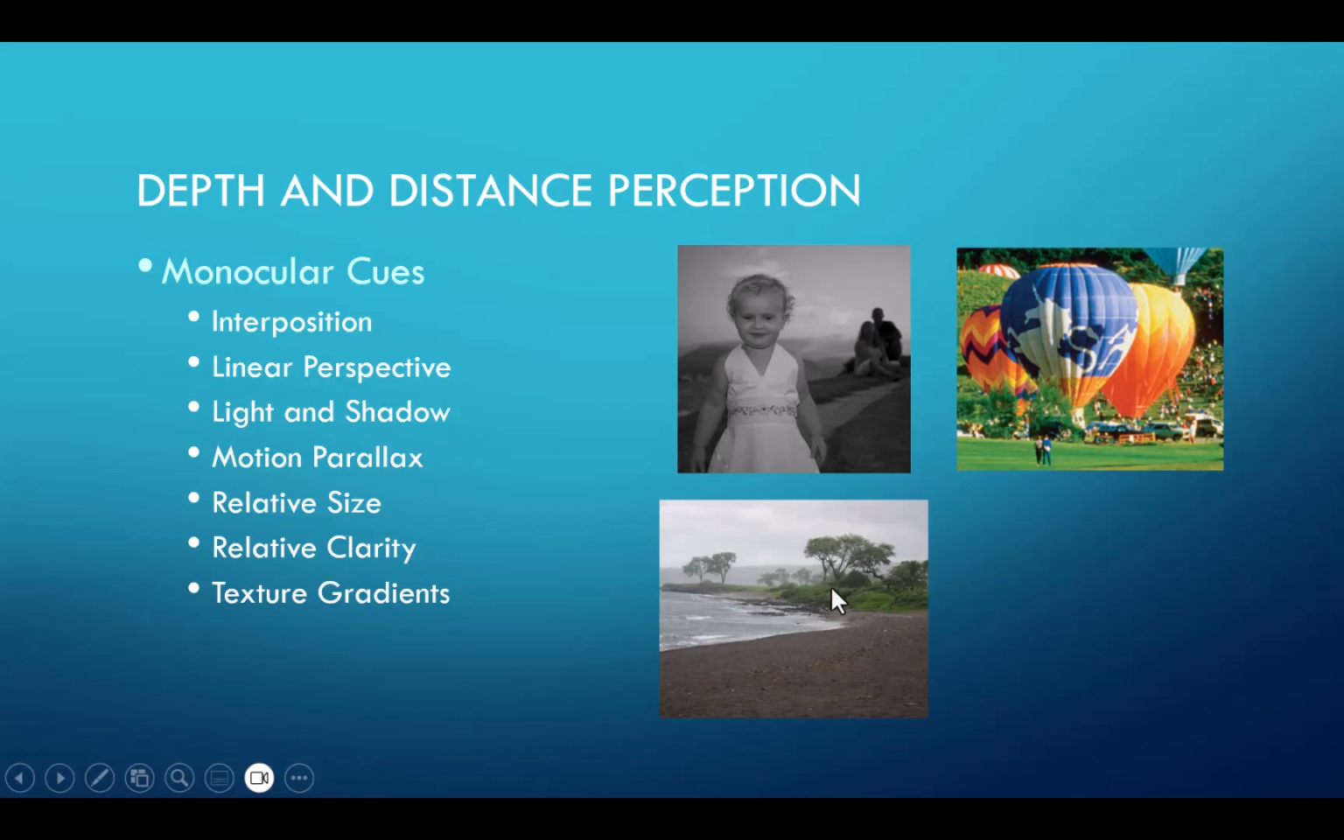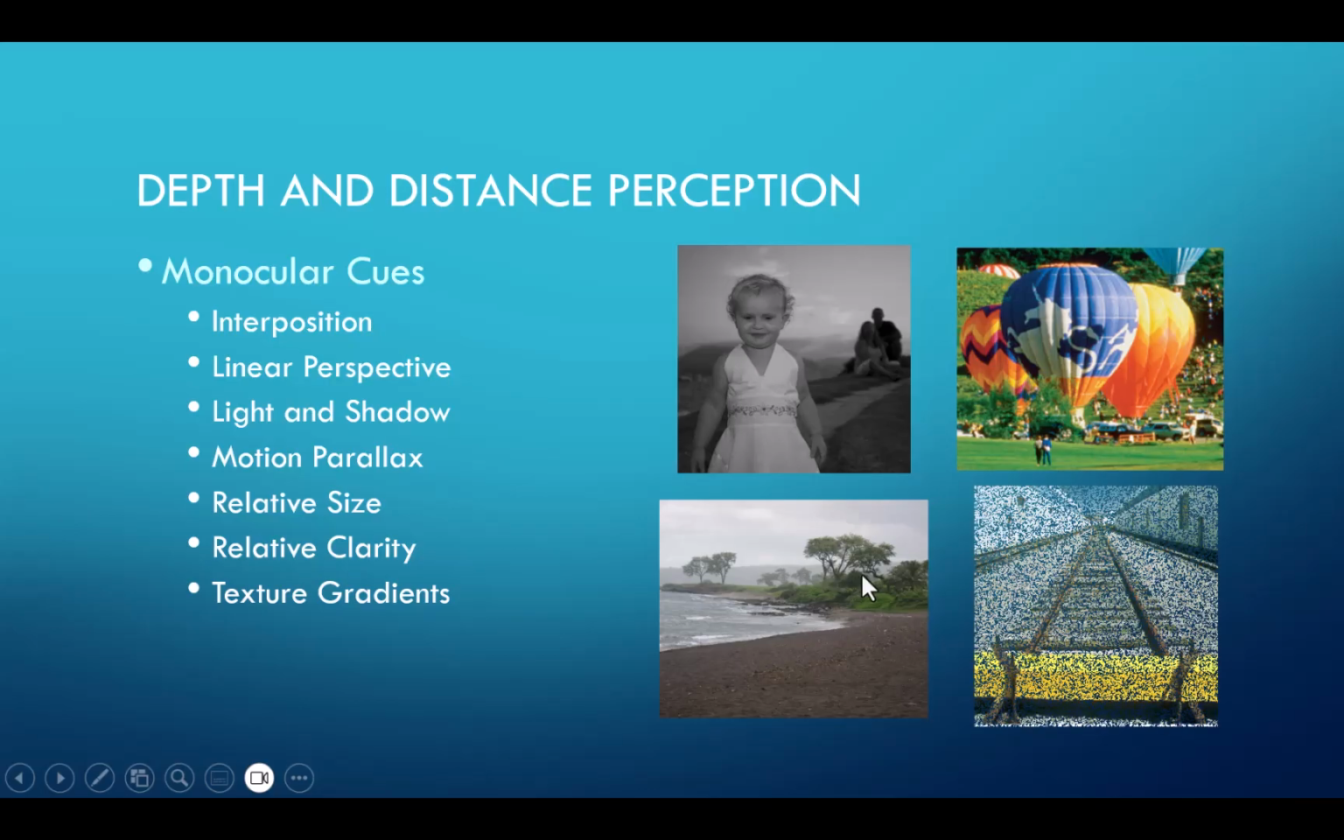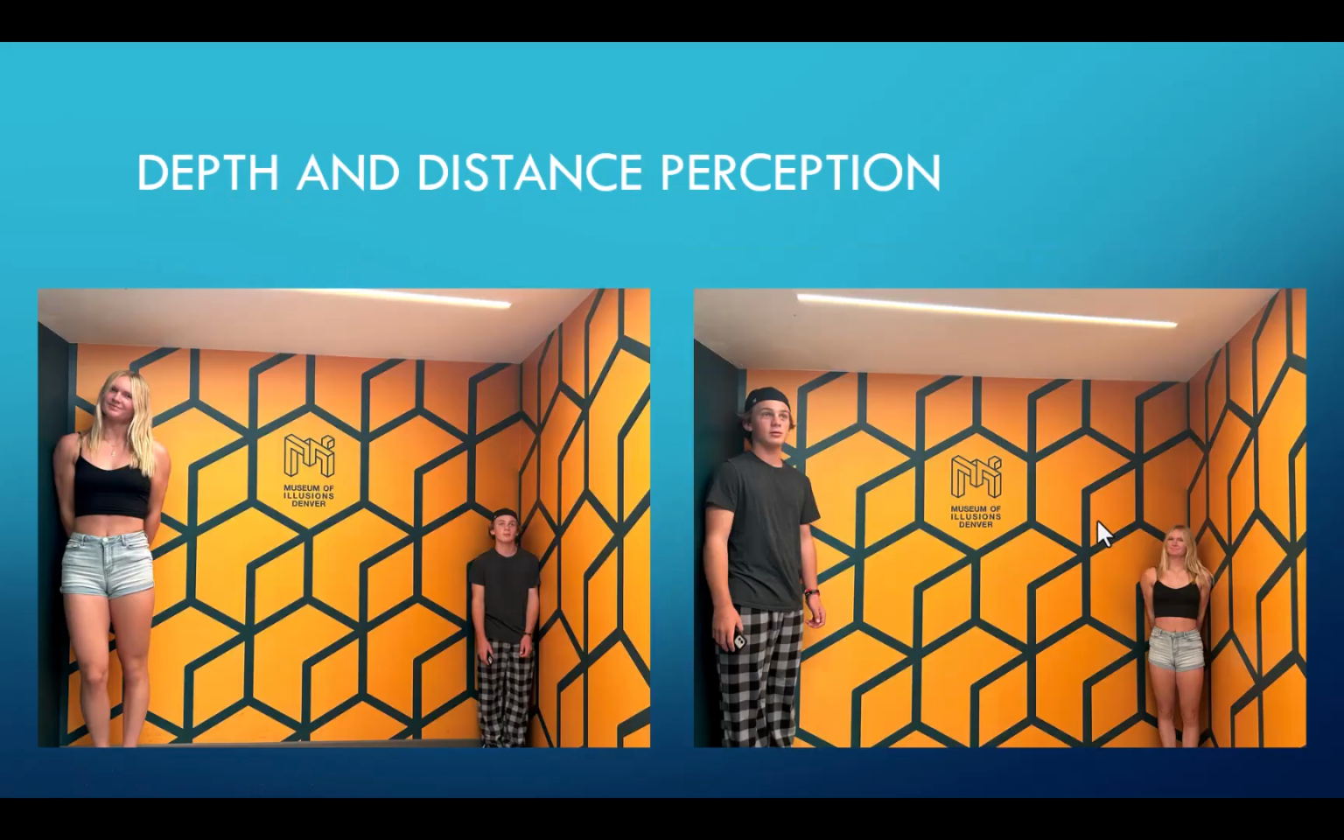Here's a really good one for texture gradients and relative clarity. As you see here, obviously it's much clearer here in the front. As we get back, the haziness of the beach suggests that this is much farther away than these trees here in the front. And here's, of course, a great one for linear perspective with parallel lines of the train tracks, parallel lines of the buildings, parallel lines of the rocky pathway here surrounding the train tracks, all converging in the distance, suggesting that this is closer to us than this is back here.